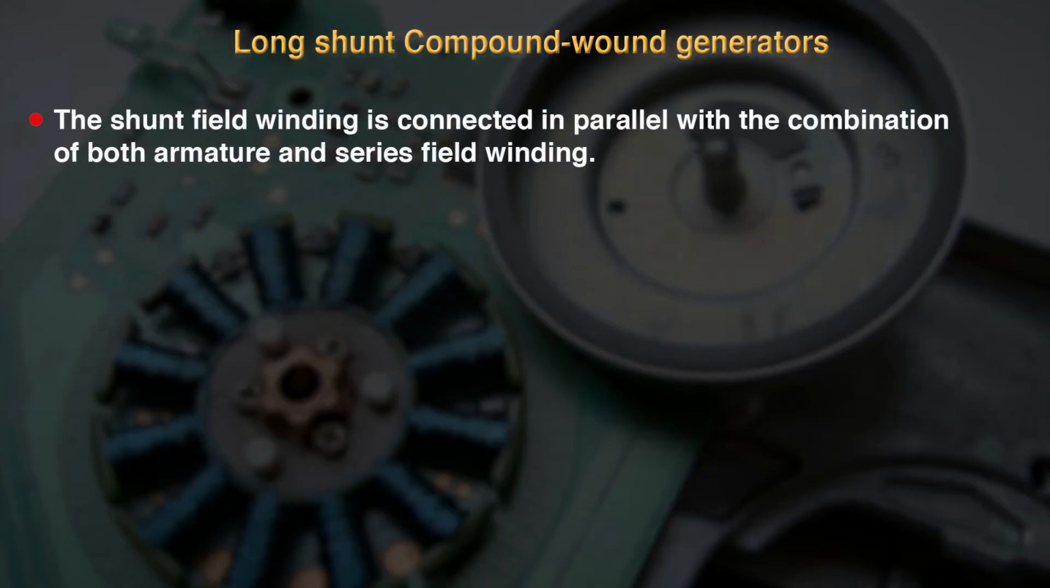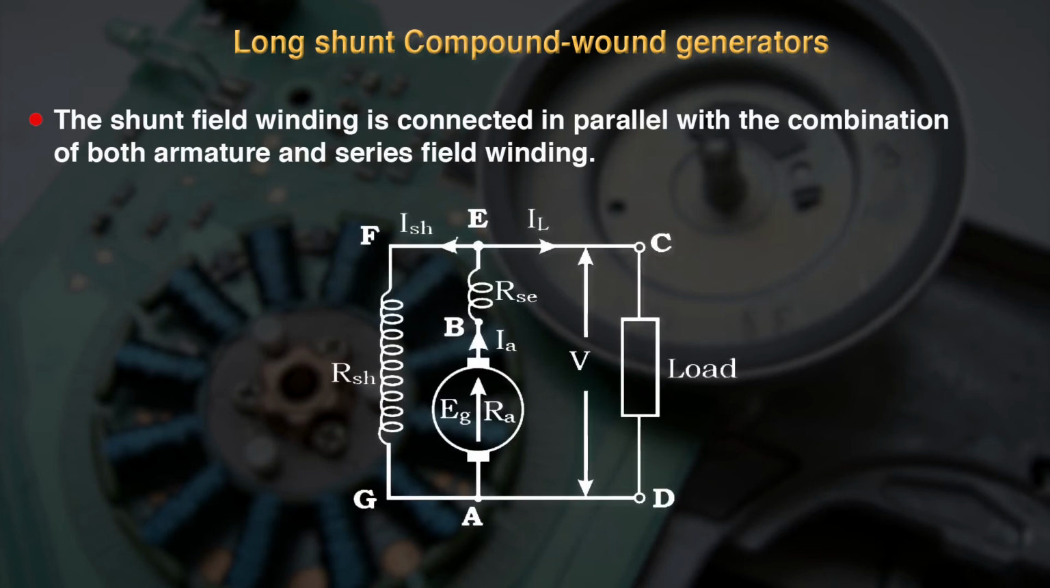So first we are going to discuss the long shunt compound wound generator. In a long shunt compound wound generator, the shunt field winding is connected in parallel with the combination of both the armature and series field winding, as shown in the figure.